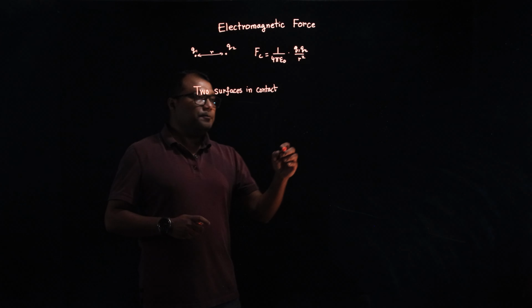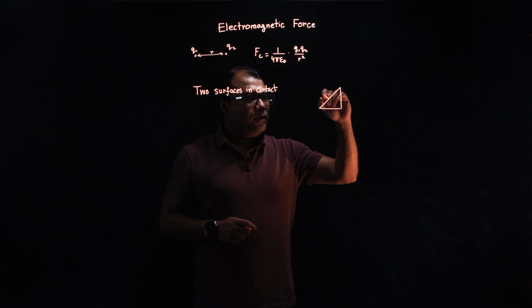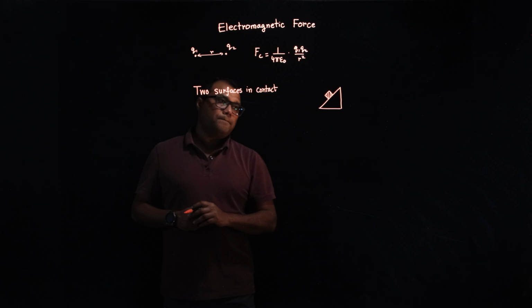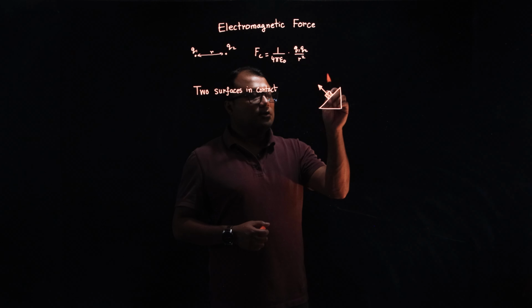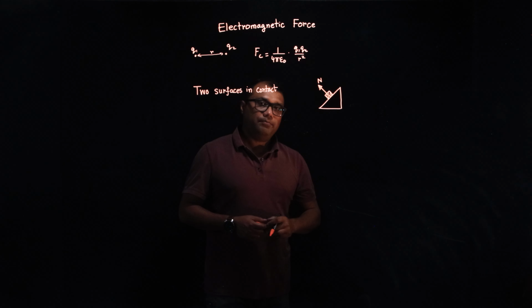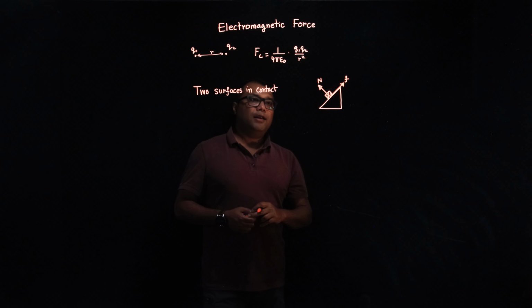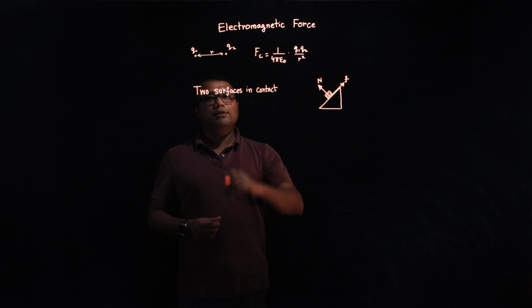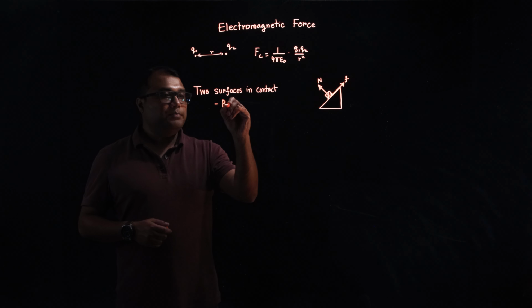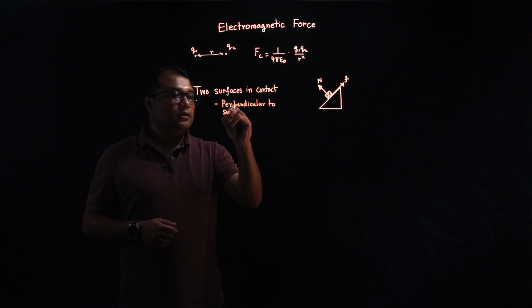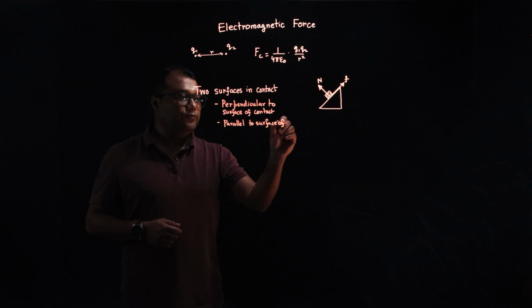Now, typically, let's say we have one surface, an inclined surface like this, and then there is another object placed on this surface like this. Perpendicular to this surface, there could be forces acting on this object, like a normal reaction. That is an example of a surface force, and there could also be a frictional force which is parallel to the surface. Both these forces originate because of the two surfaces being in contact. So we can say one force is perpendicular to the surface of contact and the other one is parallel to the surface of contact.